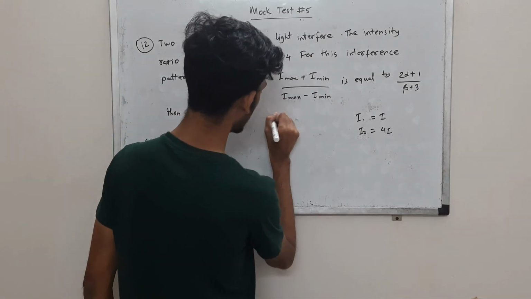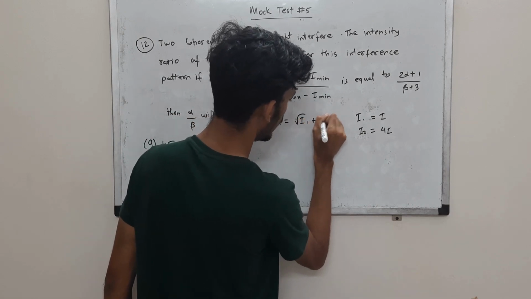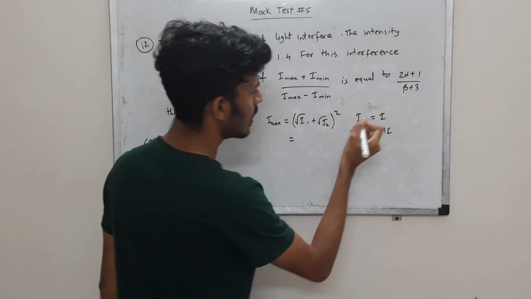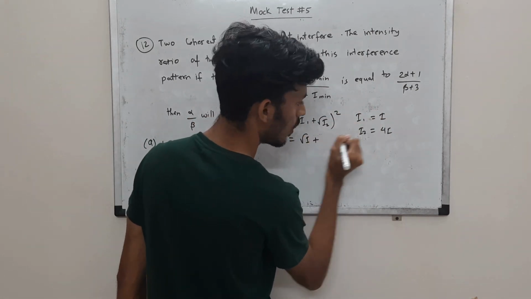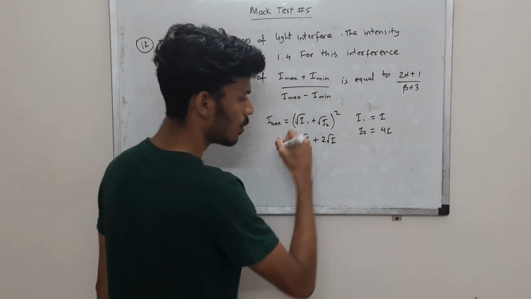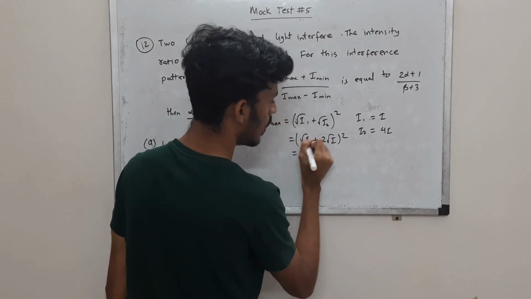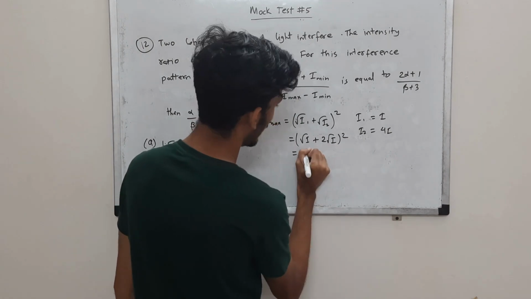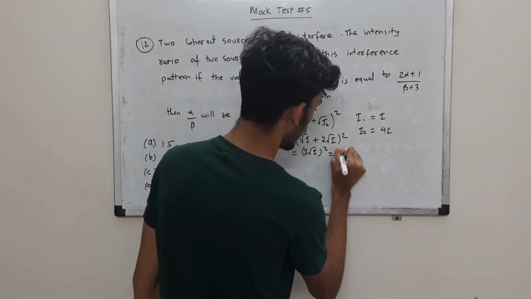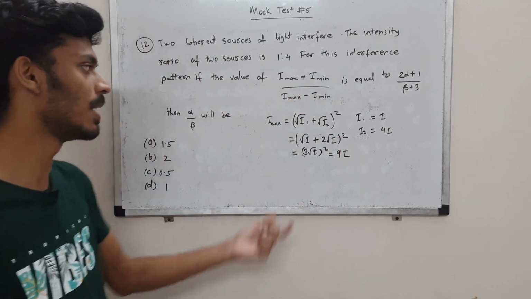Now first of all, I max is given as (square root of I1 plus square root of I2) the whole square, right? So square root of I1 is square root of I, and square root of I2 will be square root of 4I, which is 2 square root of I. So this gives square root of I, say x, plus 2x, which is 3x, and that squared. So the maximum intensity on the interference of these two sources will be 9I.